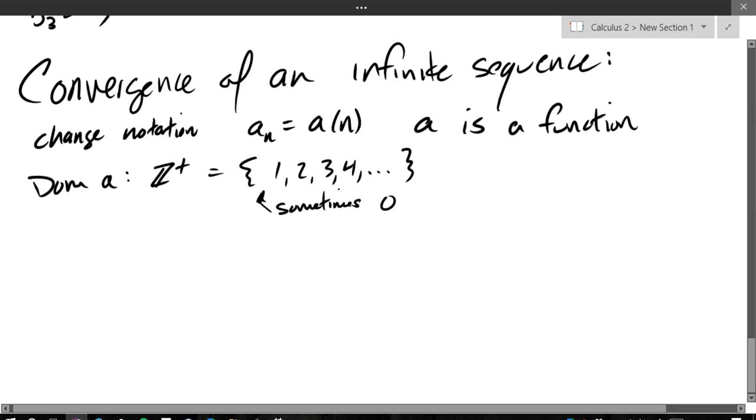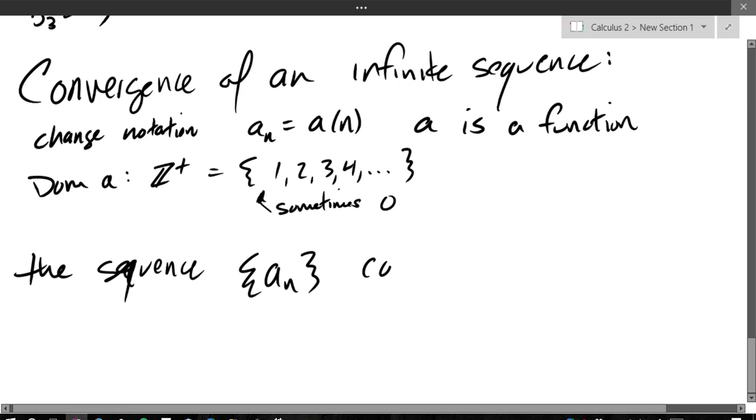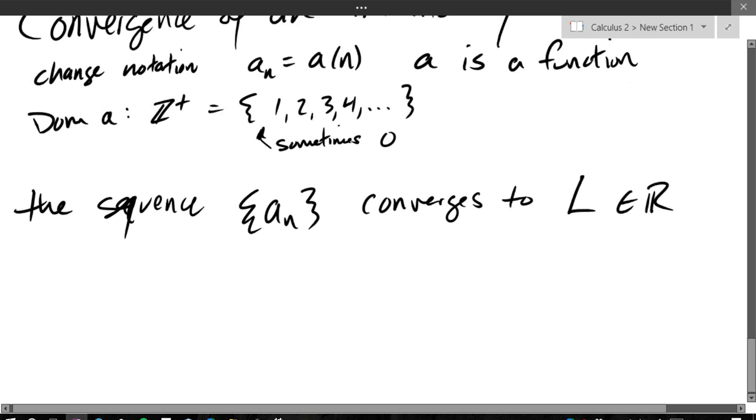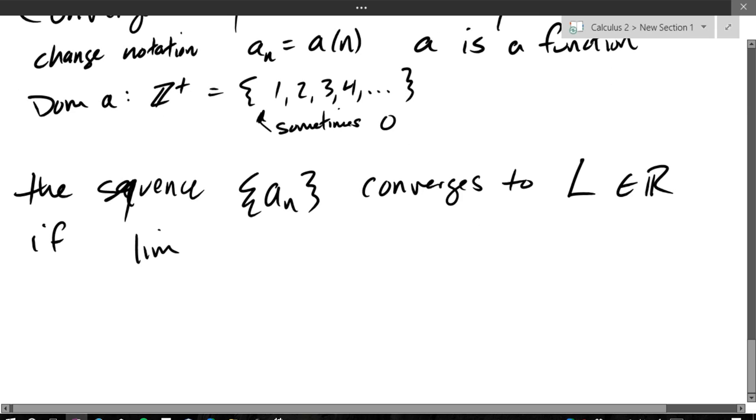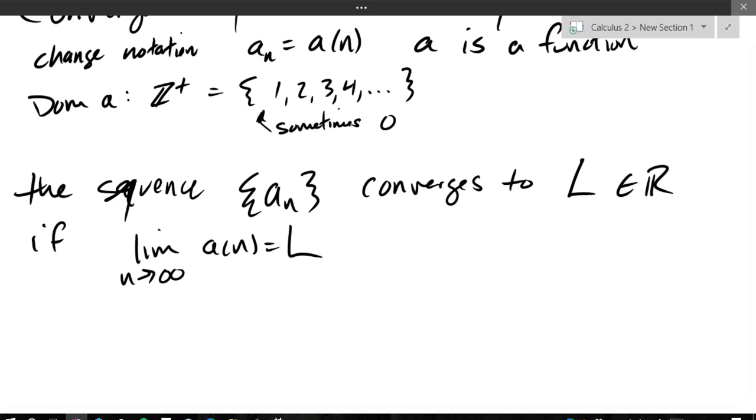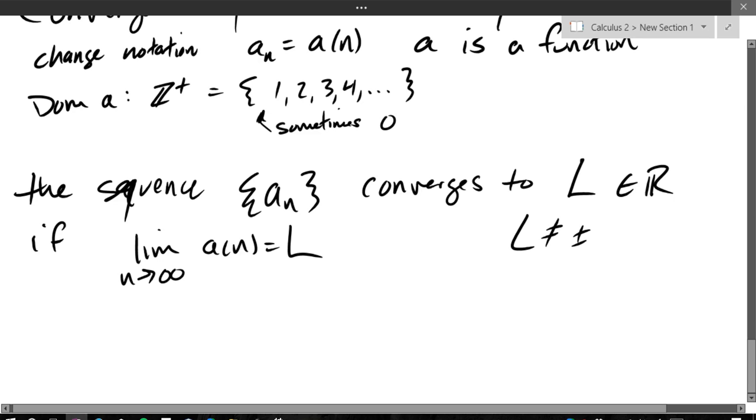So how do you formally define convergence? The sequence, so we're going to write our sequence, wrapping it with curly brackets. So the sequence converges to the number L, which is a real number, if the limit as n approaches infinity of a of n equals L. So that's just going back to calc 1, basically. If the limit of your function exists and is not infinity or negative infinity, then it converges. So L cannot be plus or minus infinity. It's got to be a number. So not infinity or negative infinity.